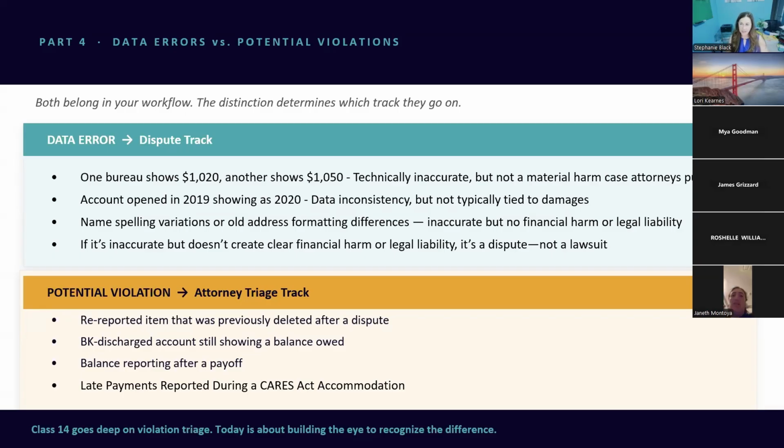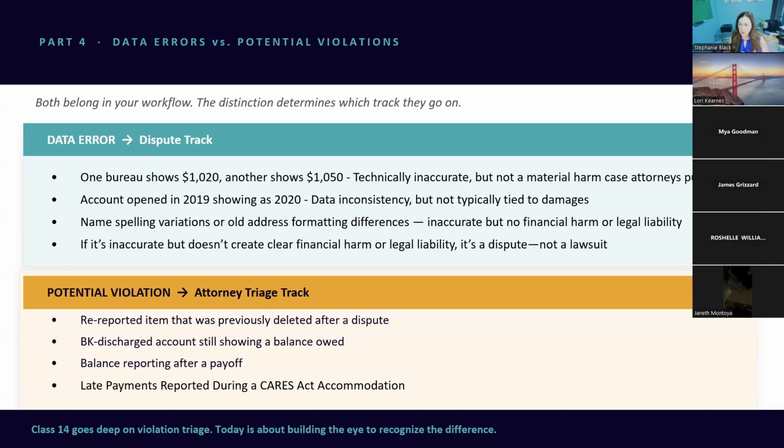Or an account open in 2019 showing as 2020. Again, it is a data inconsistency, but you can't tie this to damages. So this is a dispute track, but you're not actually going to be able to send this to an attorney unless we have damages of some sort. Name spelling variations, old address differences, just little things. They're inaccurate, but if you can't prove some type of harm or damages, it's not going to be eligible for attorneys. That's where we need to see the difference.